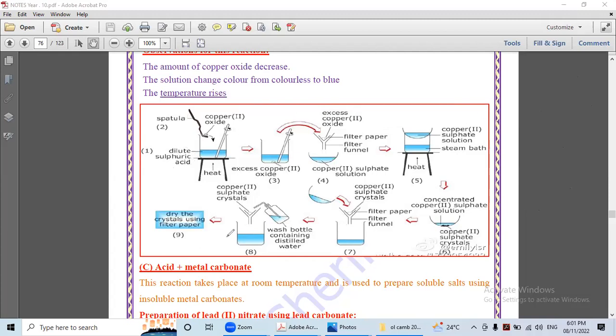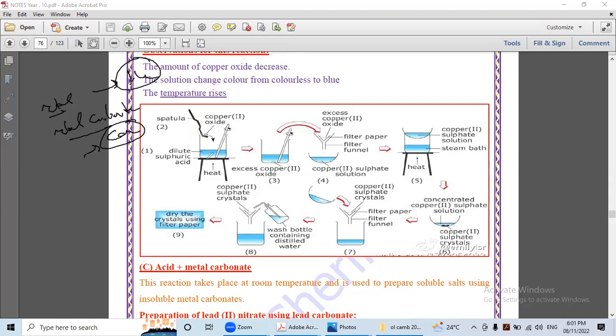The last question is this point: what is the difference if we use metal or metal carbonate instead of metal oxide and metal hydroxide? In case of metal or metal carbonate, metal will produce hydrogen gas, metal carbonate carbon dioxide gas. So it is an exothermic reaction that will produce a gas. So what is the difference if we use metal or metal carbonate instead of metal oxide or hydroxide?